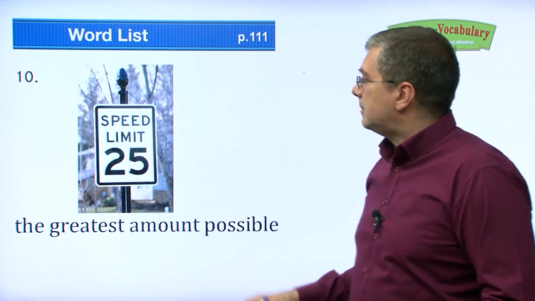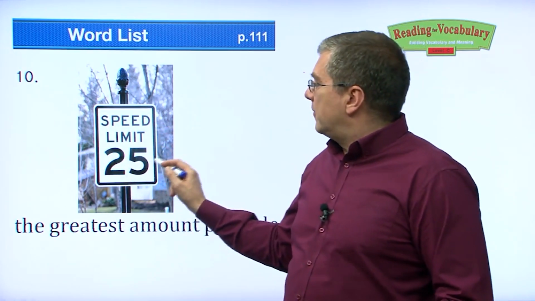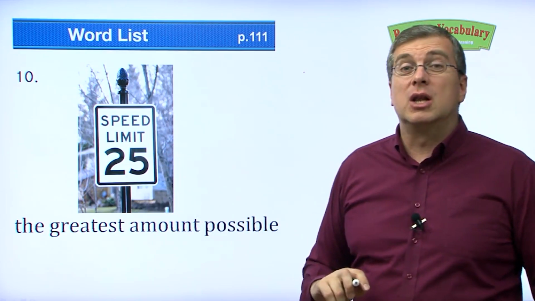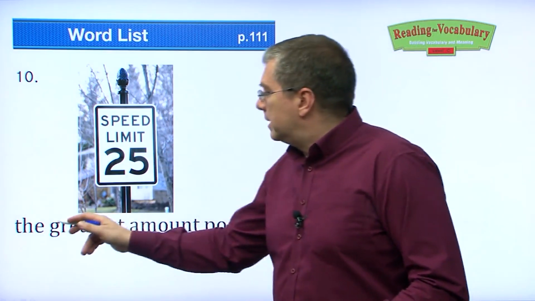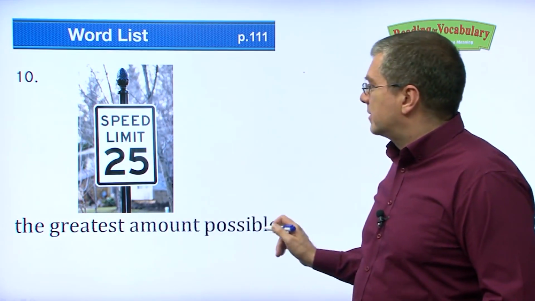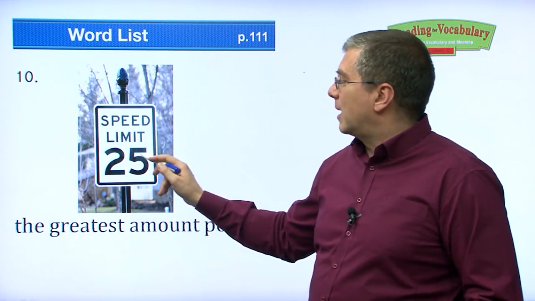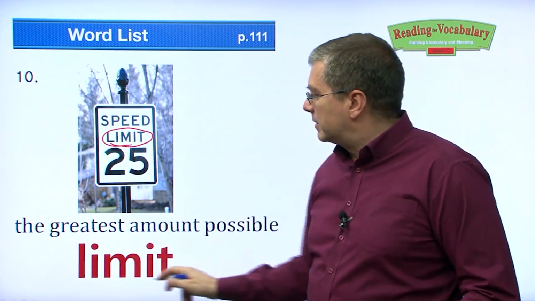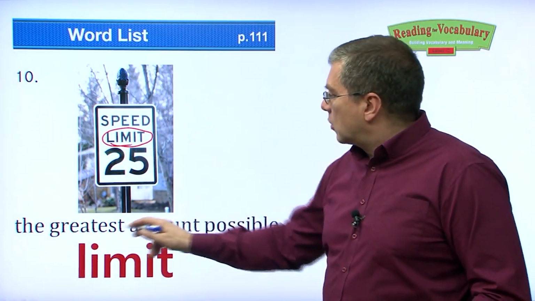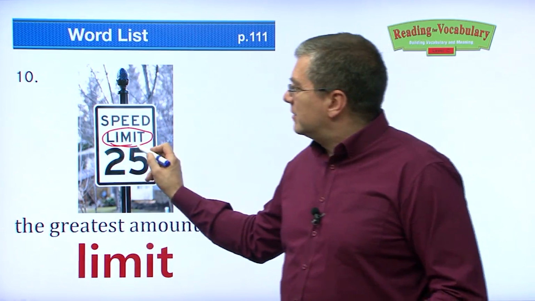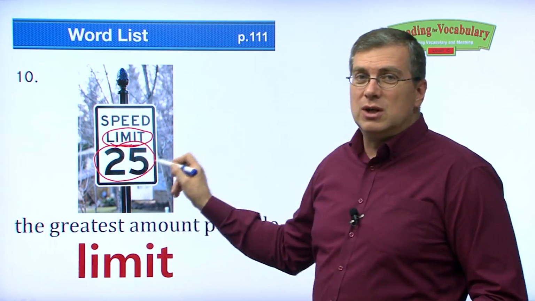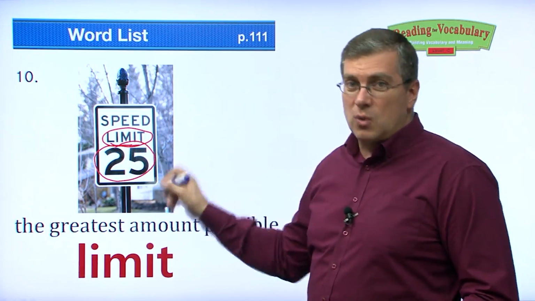Okay. Speed limit is 25 miles per hour. In Korea, you would say kilometers per hour. But it's the greatest amount possible. And the word is actually right here. It's limit, right? The word we're looking for is limit. So limit means the greatest amount possible. That means the greatest amount you can drive, the speed that you can drive in this area is 25.